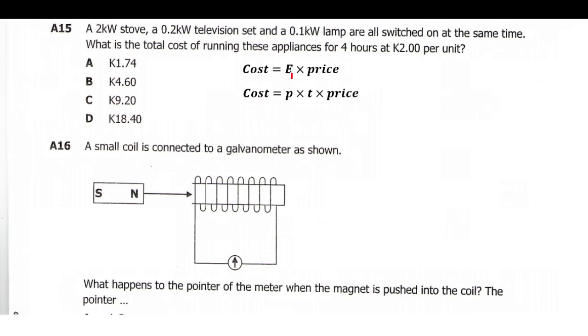Now power, when we add this, we'll get 2.3. And the time here is in hours, 4 hours. Then our price per unit is 2 kwacha. So we'll substitute like this. When we multiply 2.3 times 4 times 2, we get our answer as 18 kwacha for ngwe, which is D.